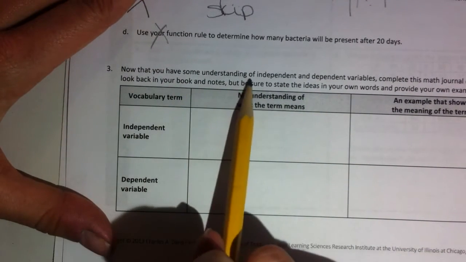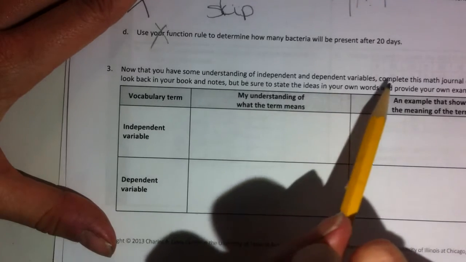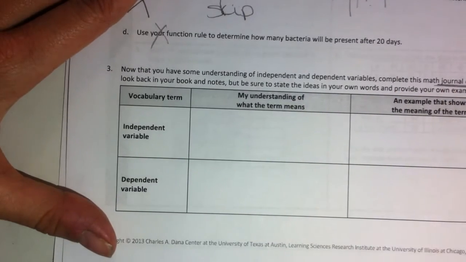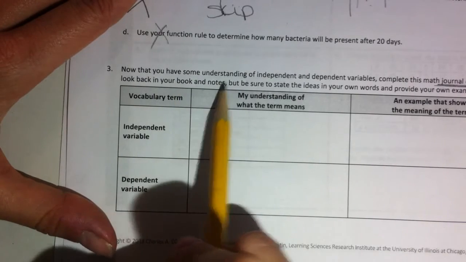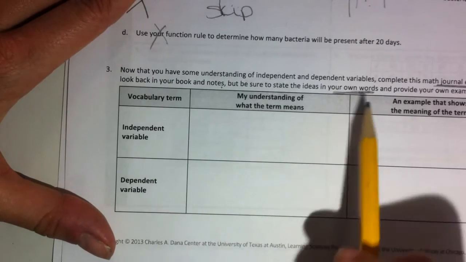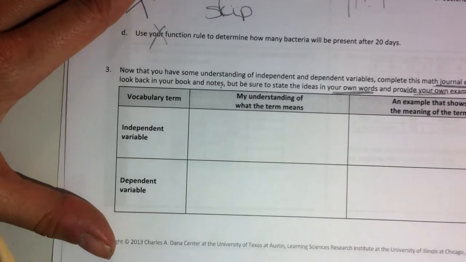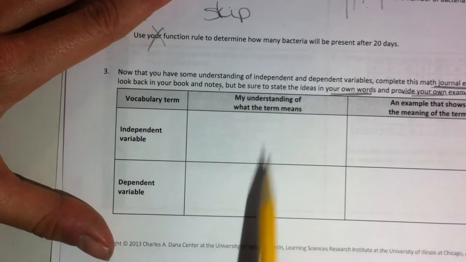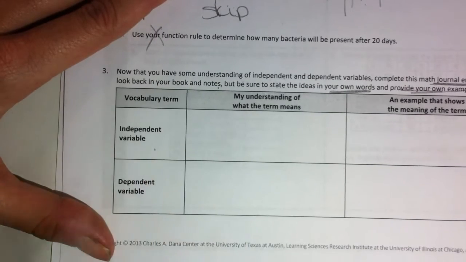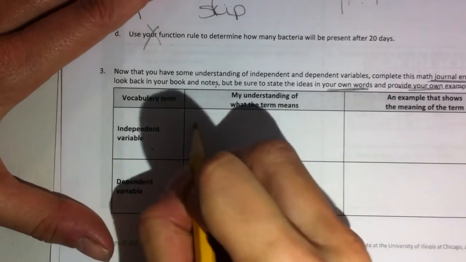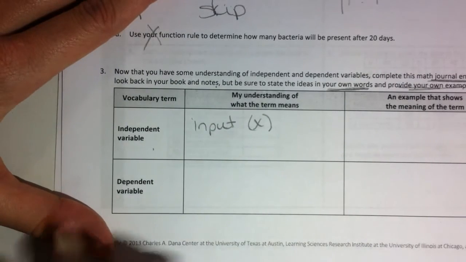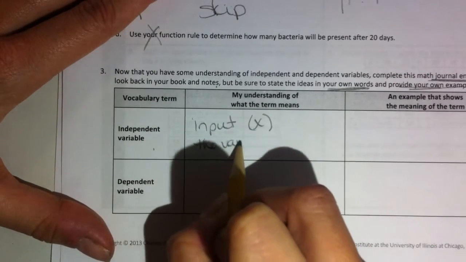Now that you have some understanding of independent and dependent variables, complete this math journal entry. So get ready to write, stretch out those wrists. You may look back in your book and notes, but be sure to state the idea in your own words, not mine, your own words, and provide your own examples. So if you haven't been able to come up with this on your own, use mine, but switch it into your own words. So independent variable to me means input. It also means the x. It also means the variable in charge.